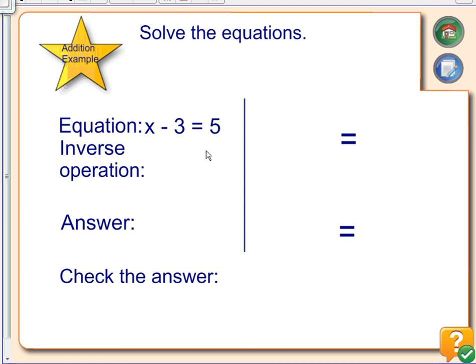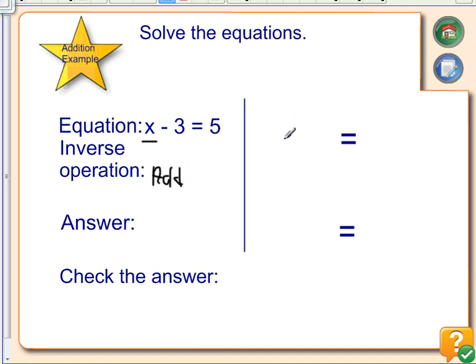So for example, our first equation here, we have x minus 3 equals 5. As I said before, we want to isolate the variable, so we want to isolate x. We want to get it by itself. What's happening in this equation is we are subtracting 3. Now in order to get x by itself, we need to do the opposite, or the inverse operation. In this case, the inverse operation of subtraction is addition. So we would add.